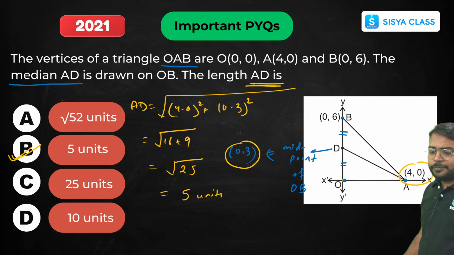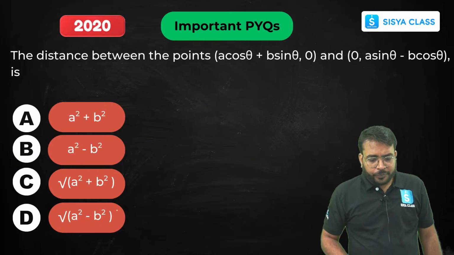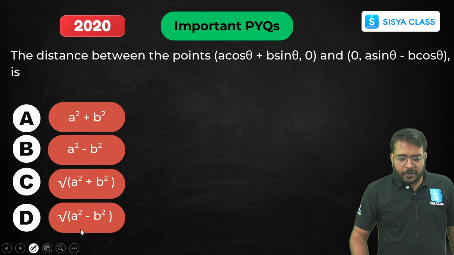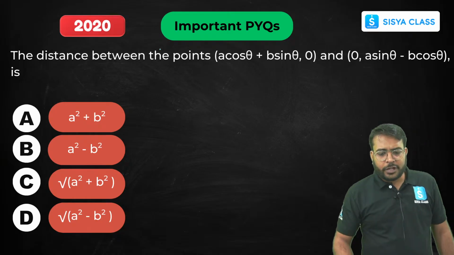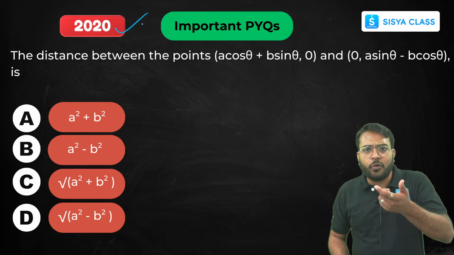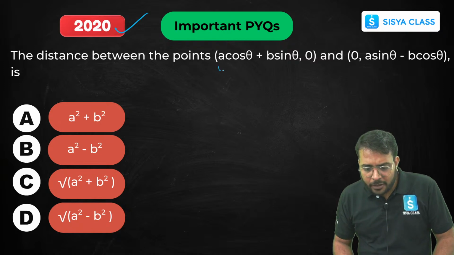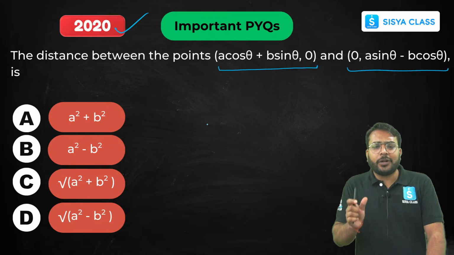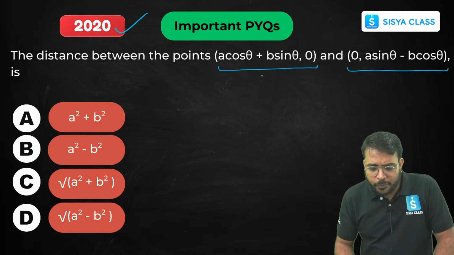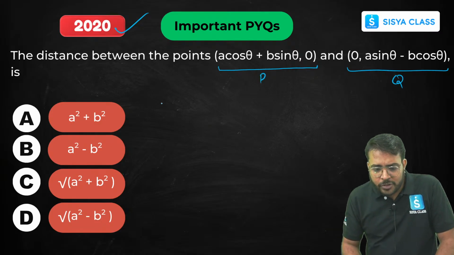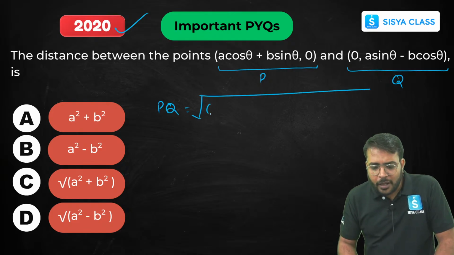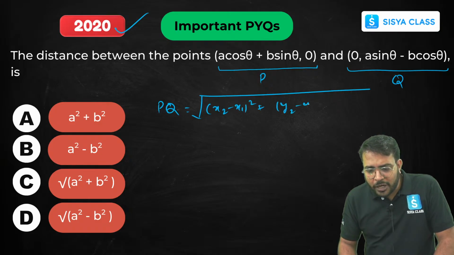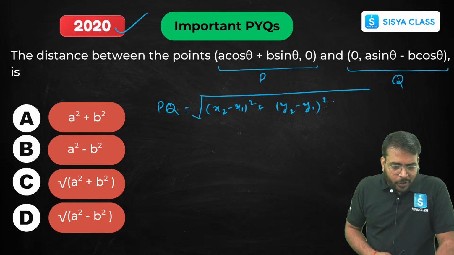All right. Now, they have given two coordinates. All right, 2020 question. They have given you two coordinates. They are asking you to find out the distance between these two points. Suppose this is my point P, suppose this is my point Q. So I have to find out the distance PQ. How do you find out the distance PQ, beta? x2 minus x1 whole square plus y2 minus y1 whole square. Yes or no? This is how you find it.